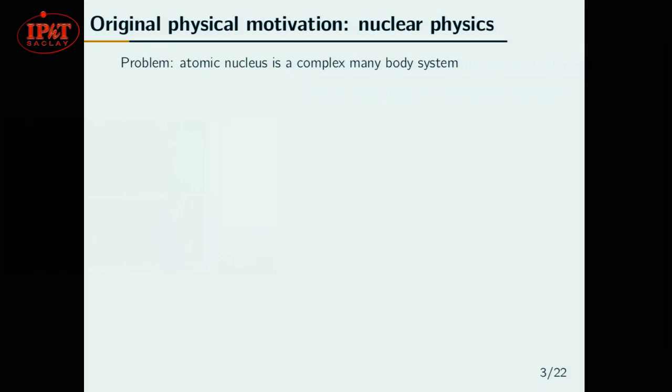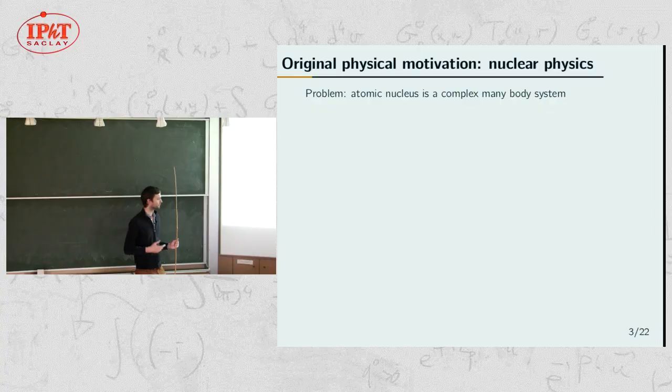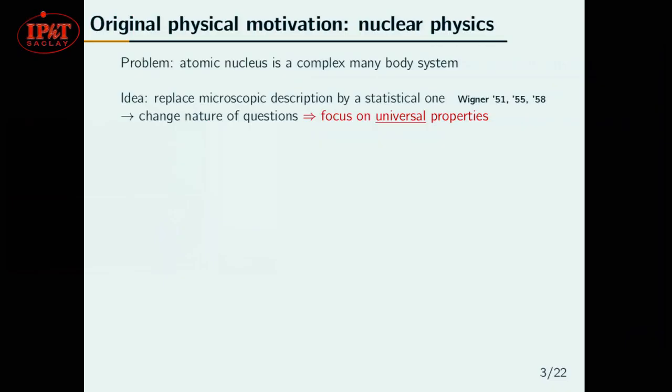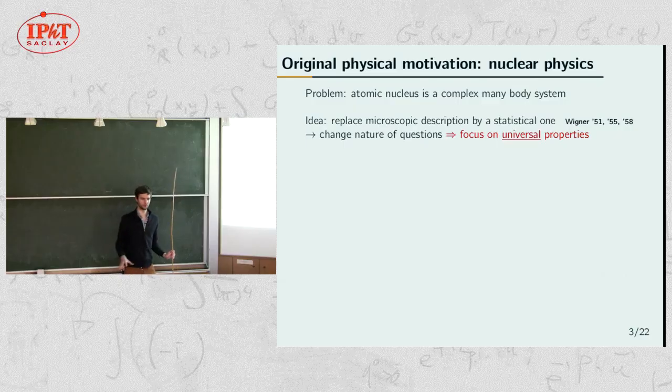So the big problem in nuclear physics is that the atomic nucleus is a complex many-body system of strongly interacting particles. So it's very difficult to study analytically. And the idea of using random matrices is to simplify this problem. It's a different idea that was introduced by Wigner in the 50s. And it's to switch from the microscopic description to a statistical description.